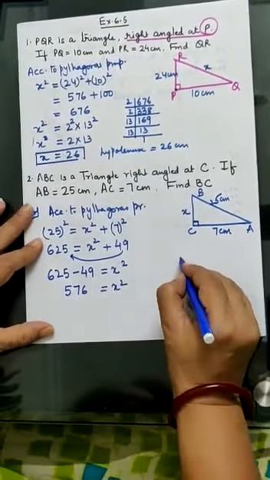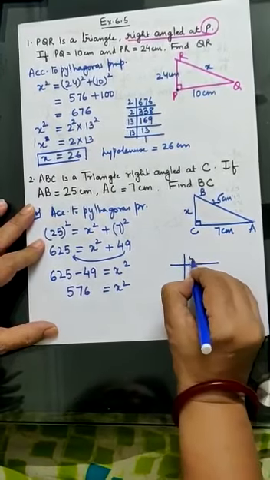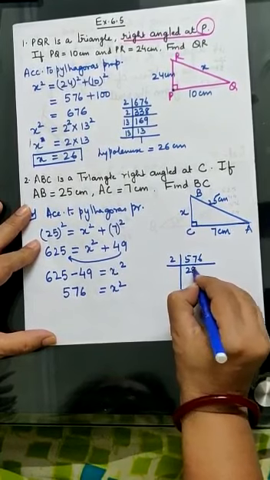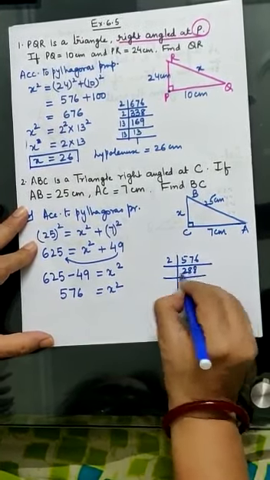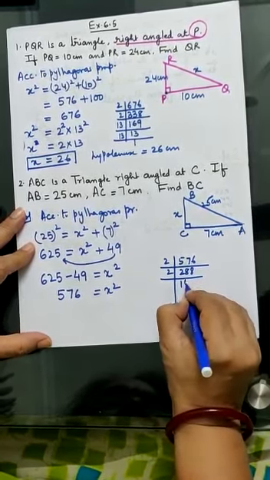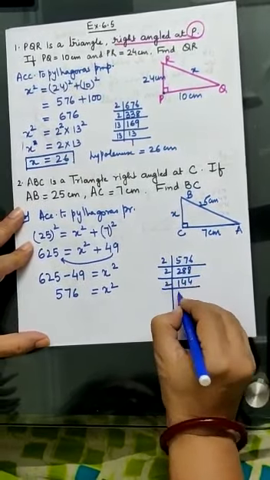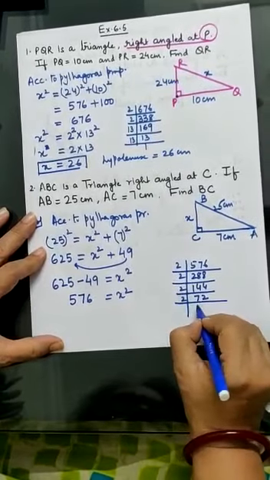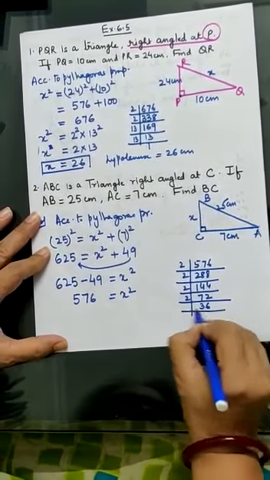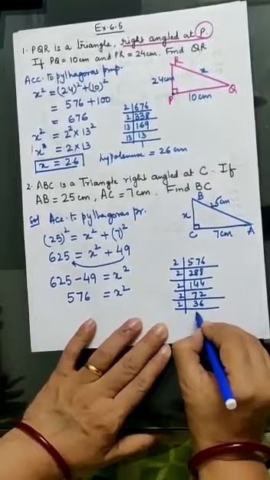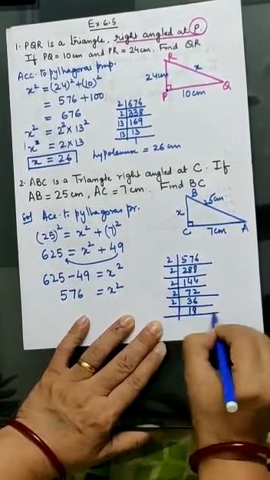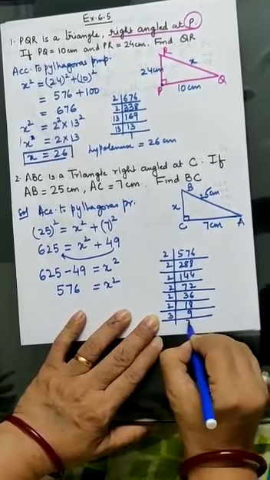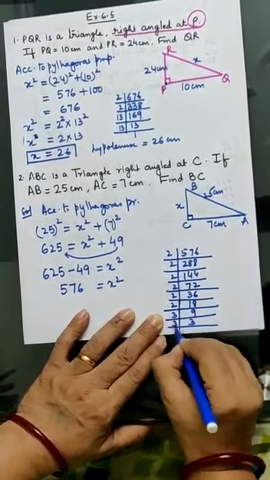The prime factorization of 576 goes by 2. 2 2s are 4, 2 8s are 16, again 2 8s are 16. Goes by 2, 2 1s are 2, 2 4s are 8, again 2 4s are 8. Goes by 2, 2 7s are 14, 2 2s are 4. Again by 2, 2 3s are 6, 2 6s are 12. Again by 2, 2 18s are 36, 2 9s are 18. Goes by 3, 3 3s are 9, again 3 1s are 3.